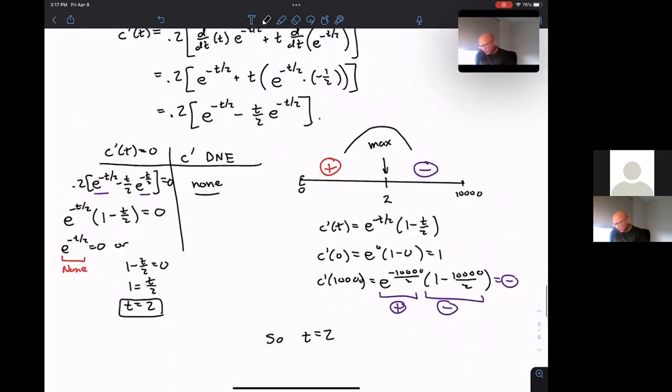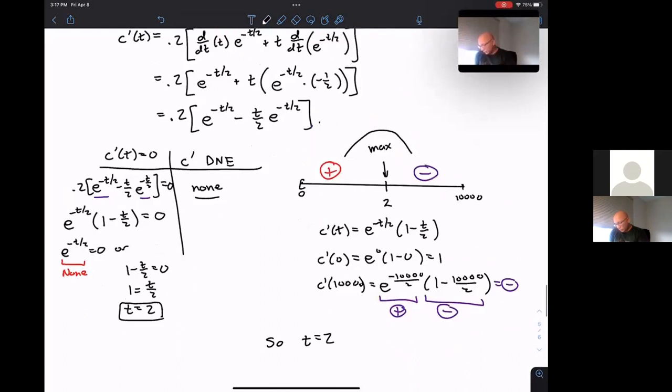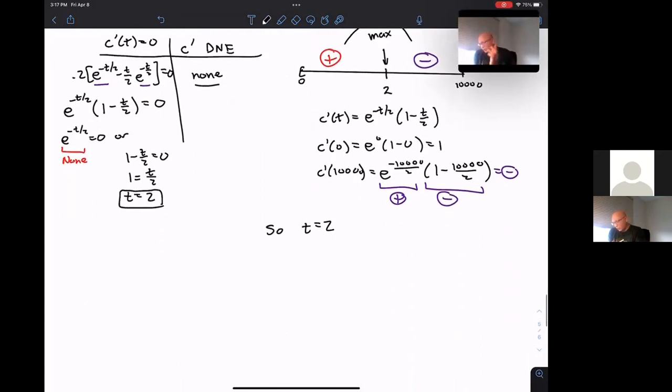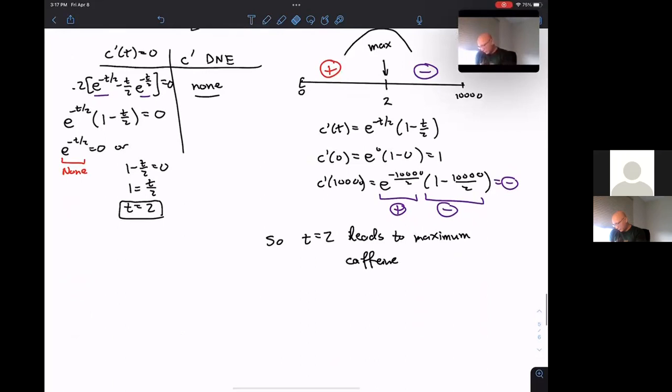Do we have units? I don't know if I have units on this. Hours? No, just t. Just 2. T equals 2 with no units leads to the maximum caffeine level. Wait, is caffeine CI? It is CI, yeah. Caffeine level. And that's it.